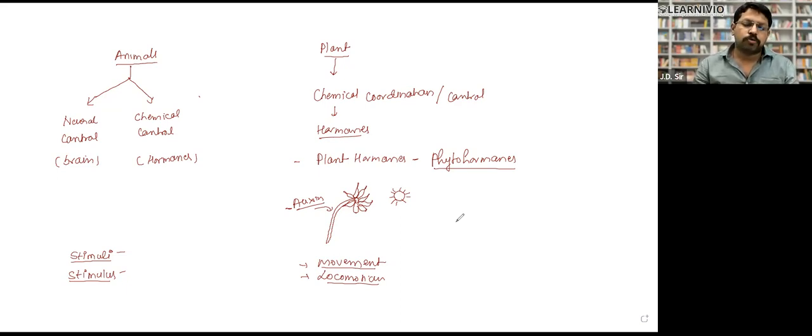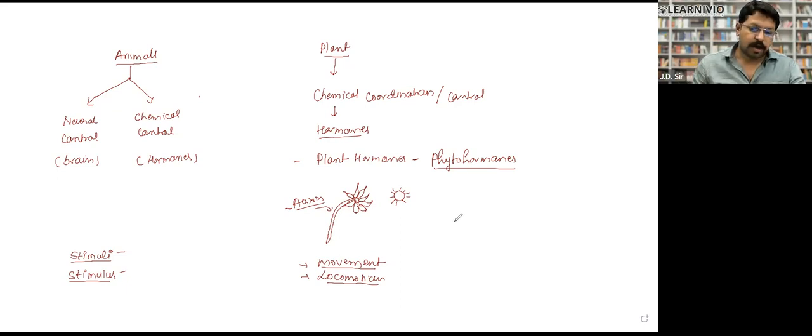So normally locomotion does not take place in plants, but yes, movement does take place in plants, right? Plant is moving here and there, that is called movement. So that is the difference between movement and locomotion. So plants move, do not locomote. Now let's talk about the plant movement.